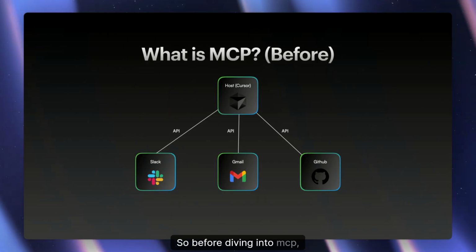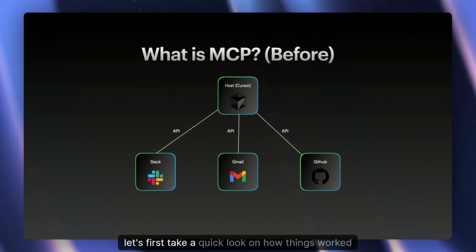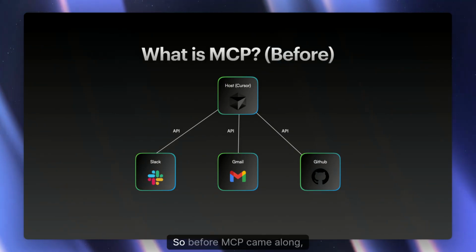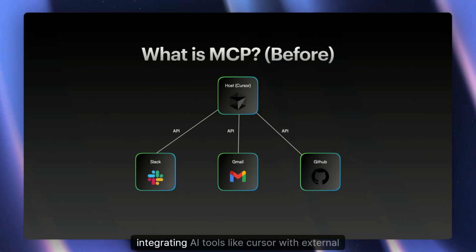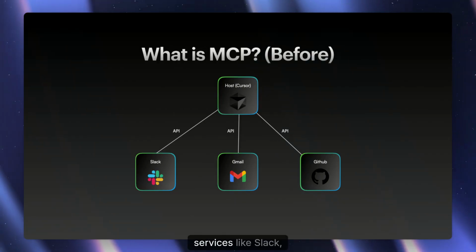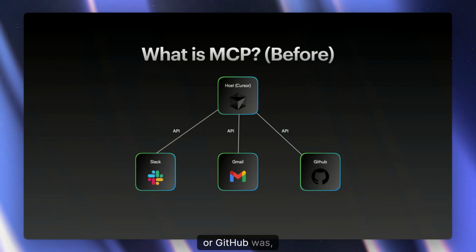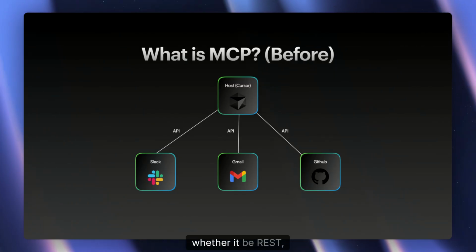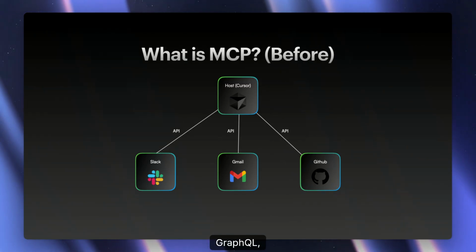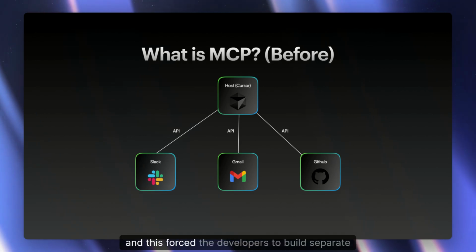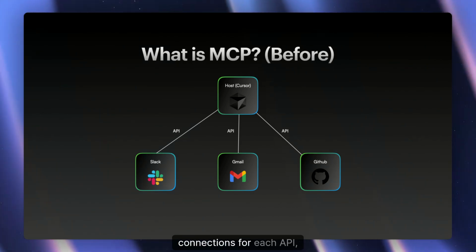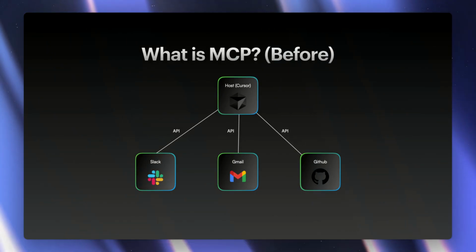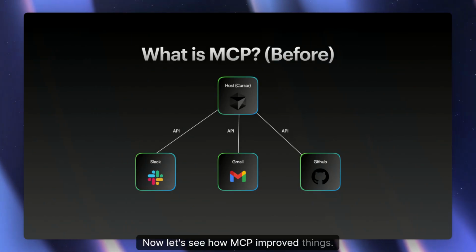So before diving into MCP, let's first take a quick look at how things worked before MCP. Before MCP came along, integrating AI tools like Cursor with external services like Slack, Gmail, or GitHub was a little bit messy. Each service had its own communication style, whether it be REST API, GraphQL, or gRPC, and this forced developers to build separate connections for each API, which resulted in complexity and frequent errors. Now let's see how MCP improved things.